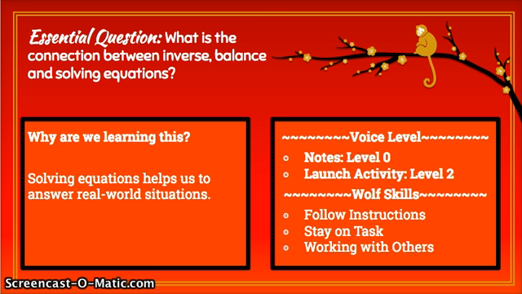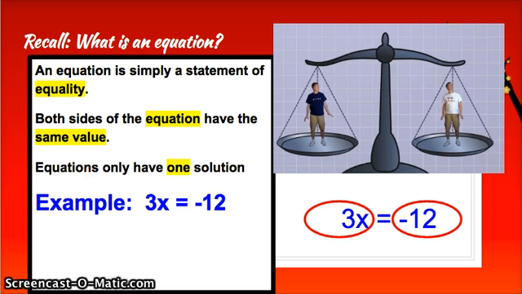To review, an equation is simply a statement of equality, and that means that both sides of the equation have the same value. There is only one solution to an equation, and the solution is the value for x that makes these two sides balanced. In other words, we're looking for what number I can substitute in for x that will make 3x have the same value as negative 12.